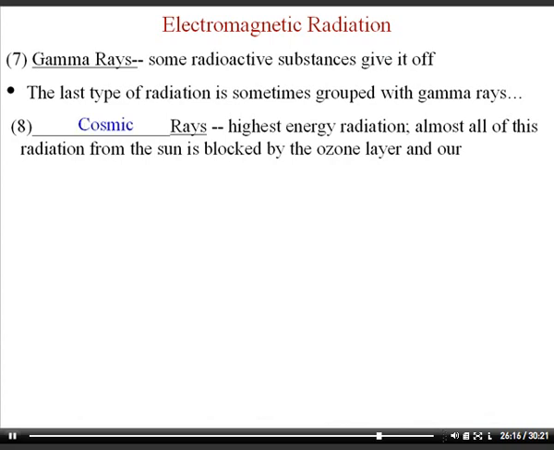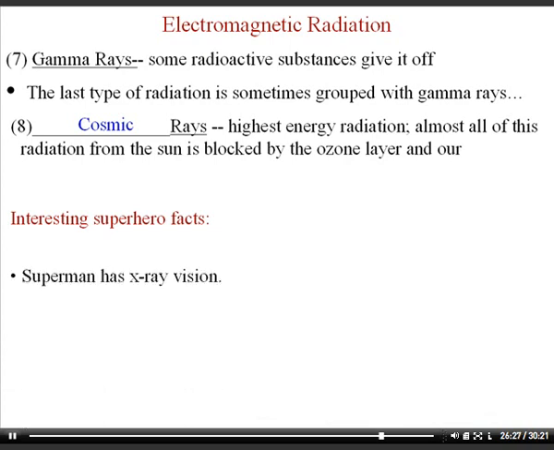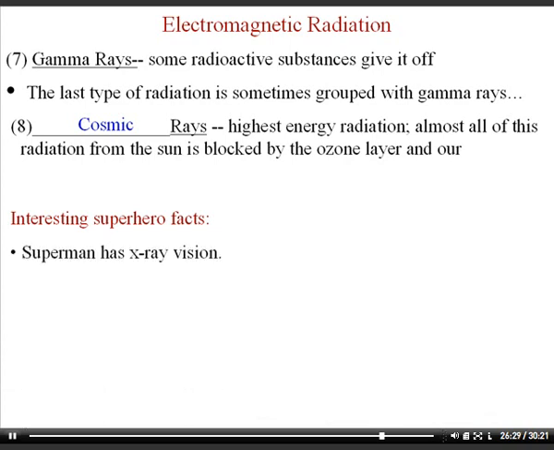And then the last type of radiation is sometimes grouped with gamma rays, and it is called cosmic rays. It's the highest amount of energy, and the gamma rays and cosmic rays and X-rays are all blocked by the ozone layer and our atmosphere. I think that's the last little blank here. It says "and our blank." It's actually "and our atmosphere." So that part of the animation screwed up.